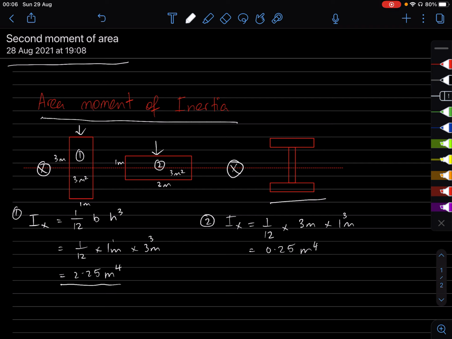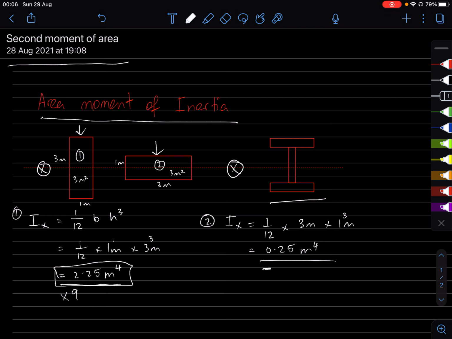So note the difference here. Same shape, same area, except orientated differently. You'll see that this one here performs 9 times better than this shape here. And that's purely because of its area moment of inertia. That's all we've considered. Everything else is the same.